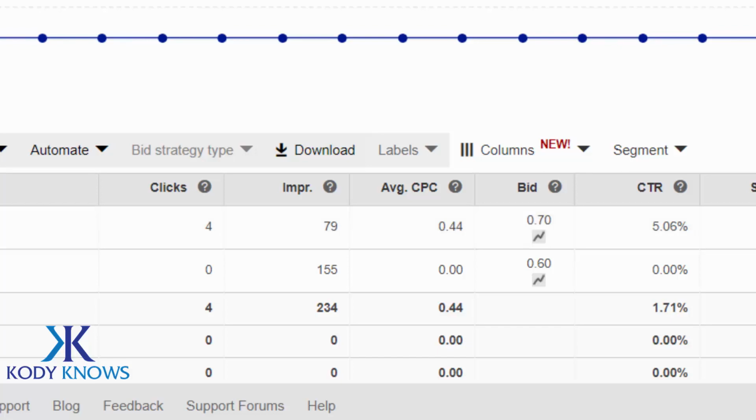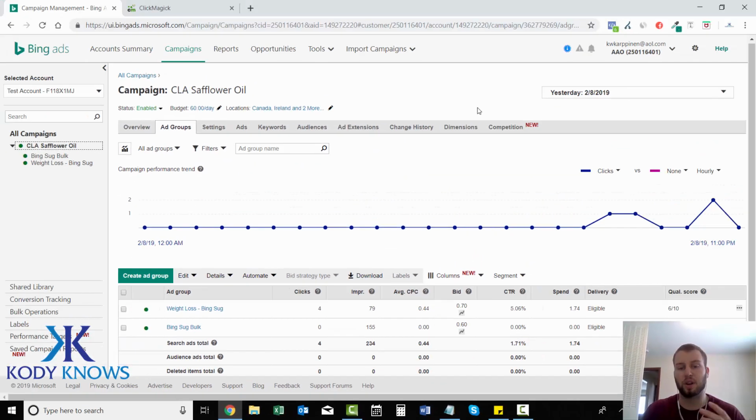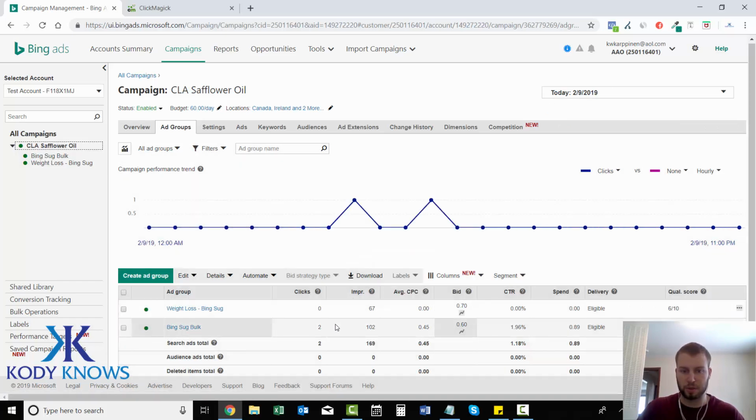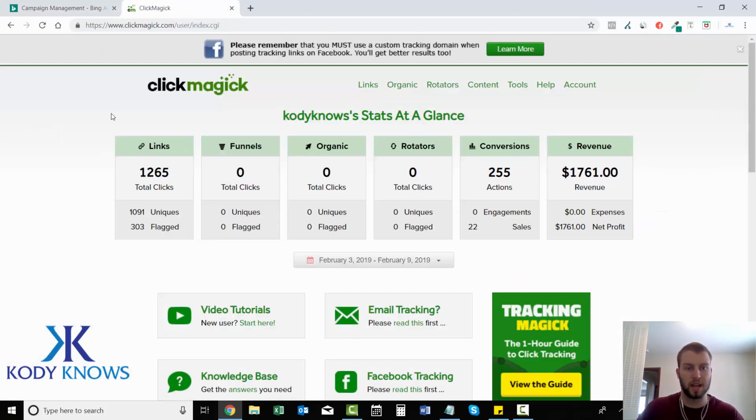So anyways, we got some clicks and now we can dive into our data in ClickMagick, because we set everything up in the previous videos. Now we can dissect the data, see what's working. Remember, we set up our action pixel, so we're gonna check that out too. That was yesterday and today, so 4 and 2. So we got a total of 6 clicks in the past 2 days. So let's go over to ClickMagick.